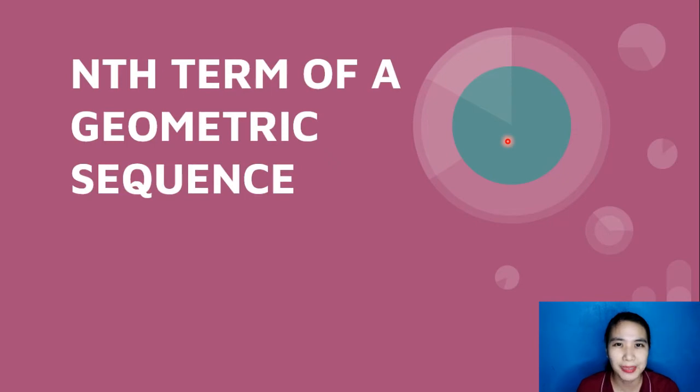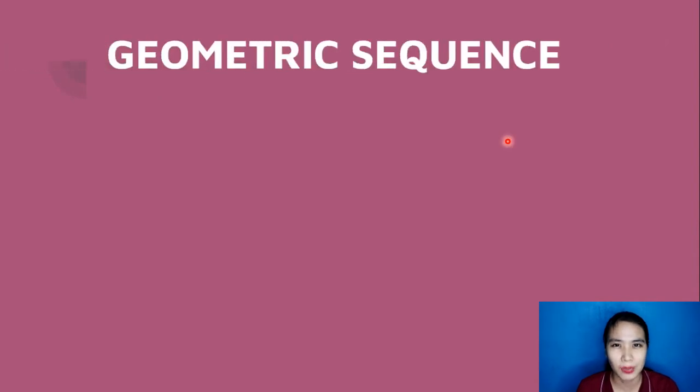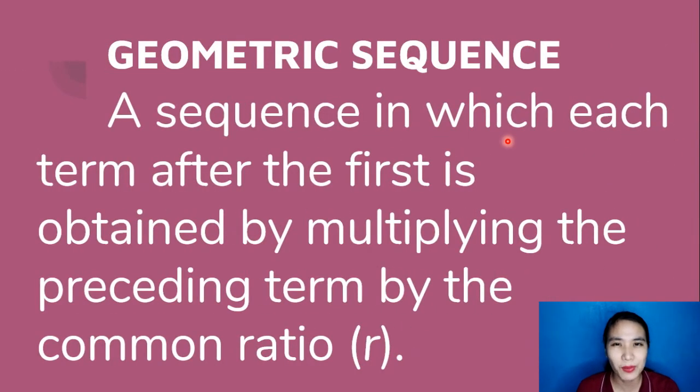Nth term of a geometric sequence. A geometric sequence is a sequence in which each term after the first is obtained by multiplying the preceding term by the common ratio, and this is denoted by small letter r.